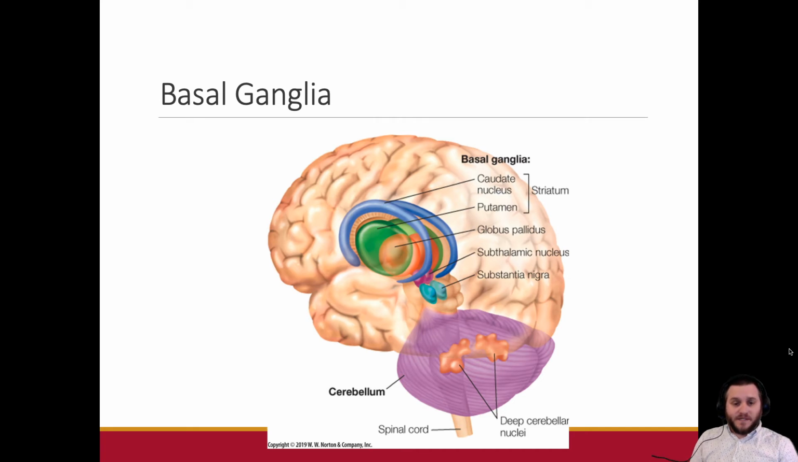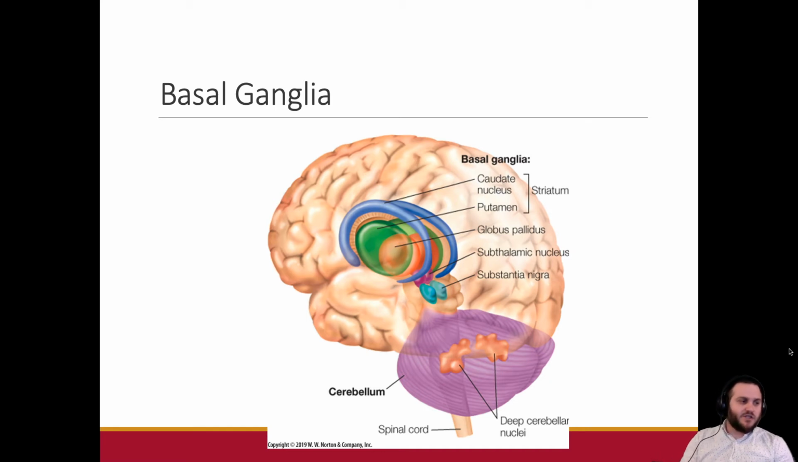On both sides of that loop, you have the globus pallidus, GP. The subthalamic nucleus, depending on how you want to pronounce it. And then connected to the SN is the other SN, the substantia nigra. So that is the basal ganglia.